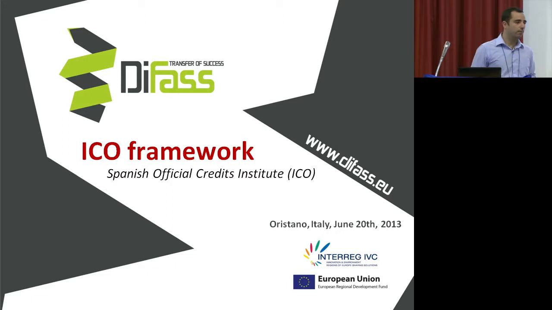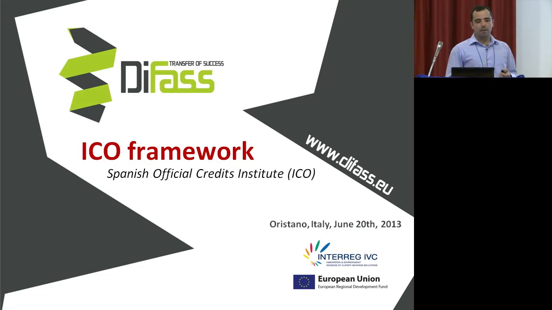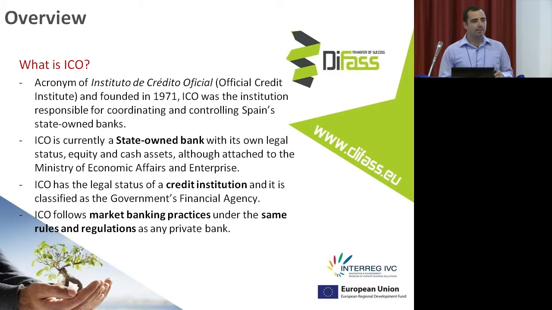Before introducing the ICO lines, I need to explain what ICO is, because ICO is a state-owned bank of the government of Spain, and it was created initially in 1971 to manage and control the other state-owned banks in Spain. Afterwards, ICO changed, and since the state-owned banks in Spain have almost disappeared, ICO has focused its activity on providing credits and regulating some financial activities of support of the Spanish government.